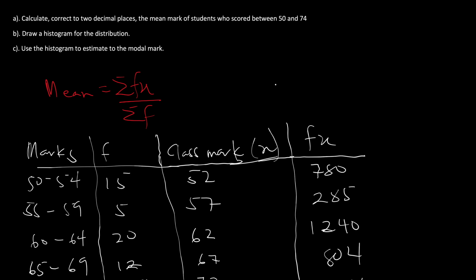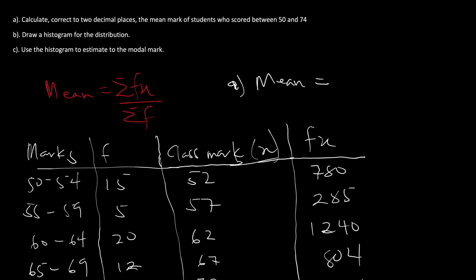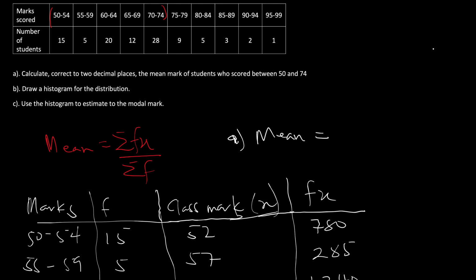So now moving on to find our mean. Our mean will be equal to the sum of fx, which is 5125, divided by the sum of f, which is 80. So this should give us 64.06, corrected to 2 decimal places.